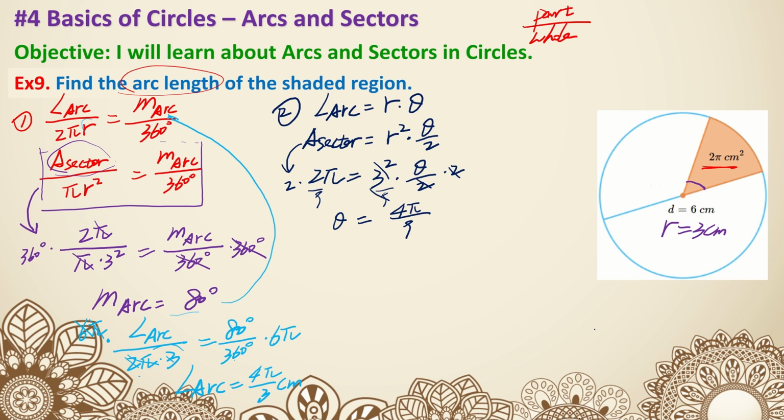And as soon as I have that, since the arc length is the radius times the radian, the arc length is going to be 4 pi over 9, the radian we just found, times the radius, which is 3. And that is simplified as 4 pi over 3 centimeter as well. So that is the second method, in which we use the radian. There is a third method.